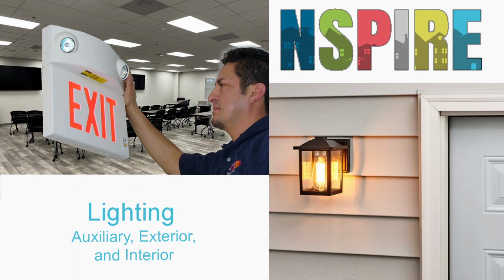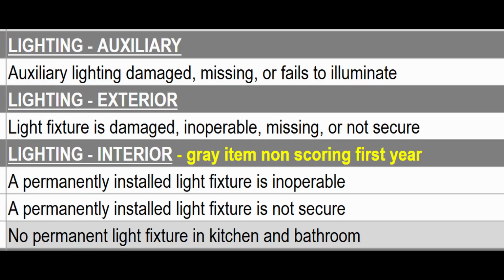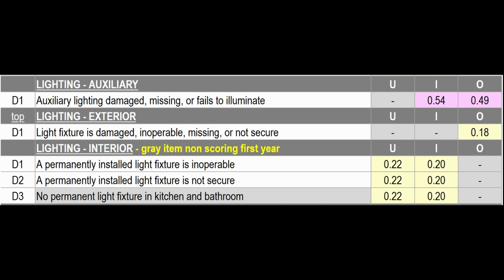Lighting. We're going to keep this quick. There are three types of lighting inspectable items: lighting auxiliary, lighting exterior, and lighting interior. Our lighting items and deficiencies have always been simple and low scoring.